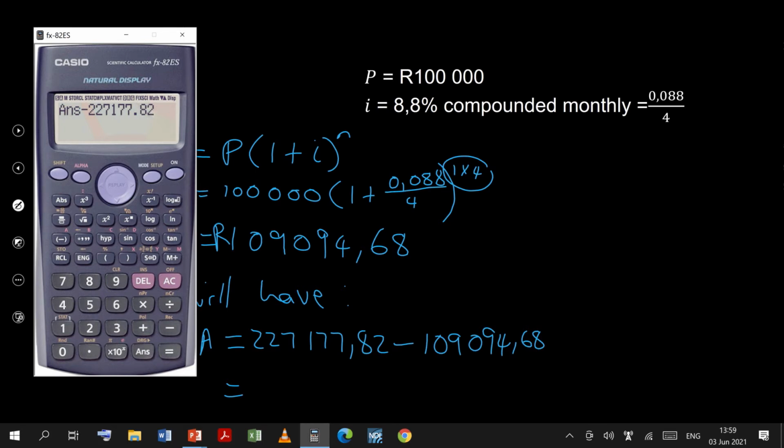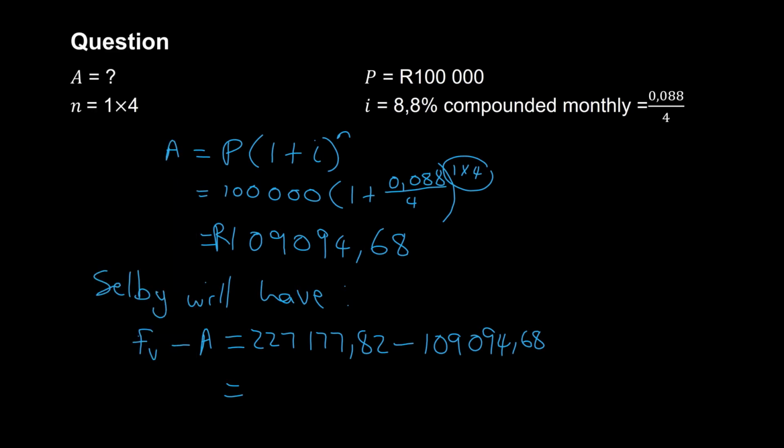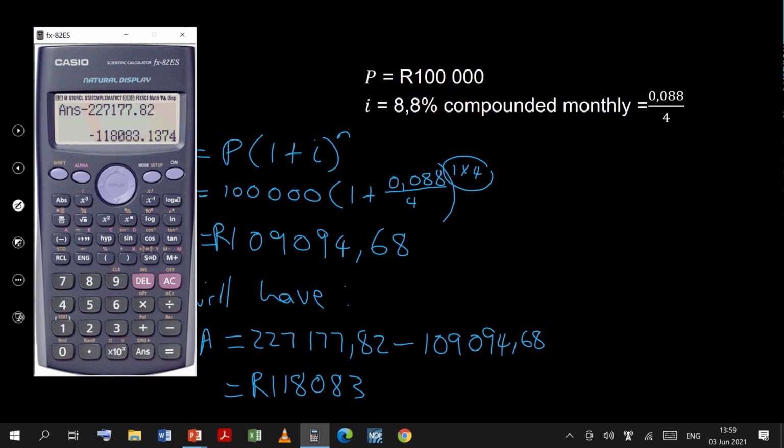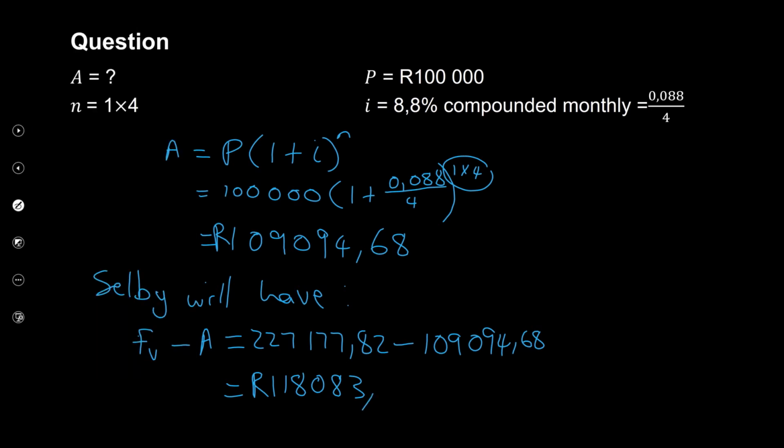It's just because I started with a small number, right? But it's really one and the same thing. And this is going to be 118,083 rands and 14 cents. Right? So now let's understand what this simply means.